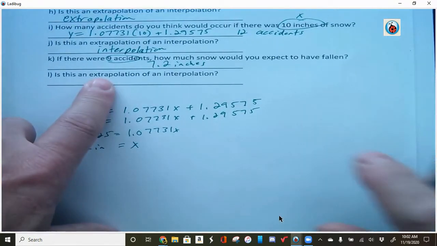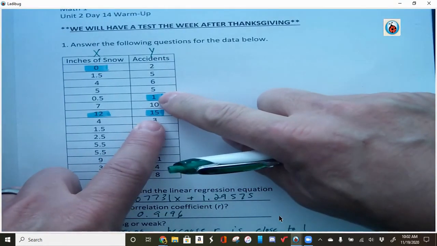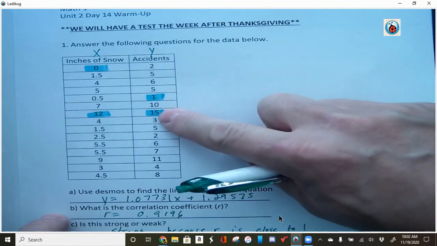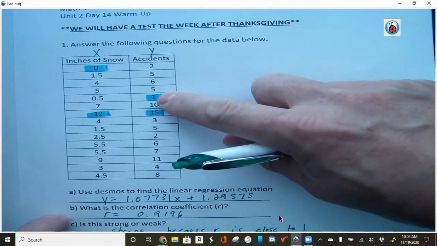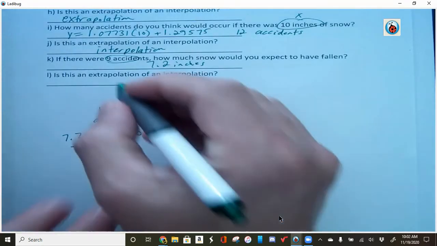Is this an extrapolation or an interpolation? I got 9 accidents. That's my given information. So if I look at my accidents, 9 is definitely not less than 1. It is definitely not greater than 15. 9 is between 1 and 15. So that makes it an interpolation.